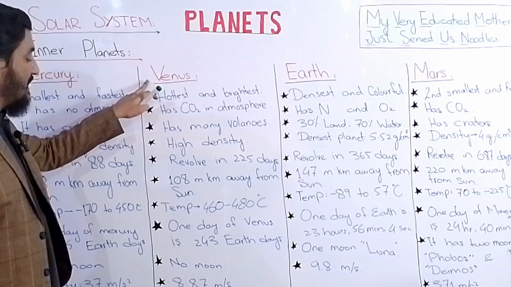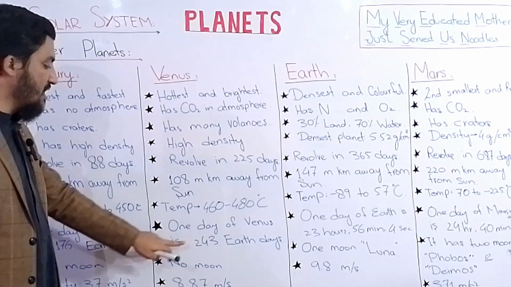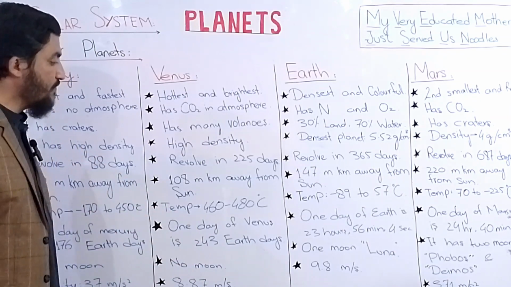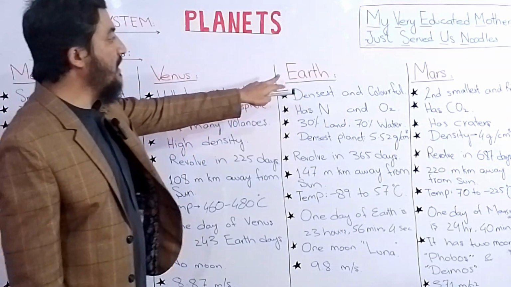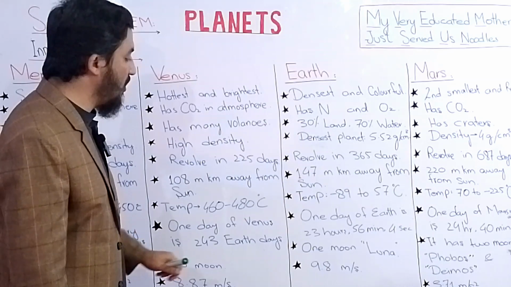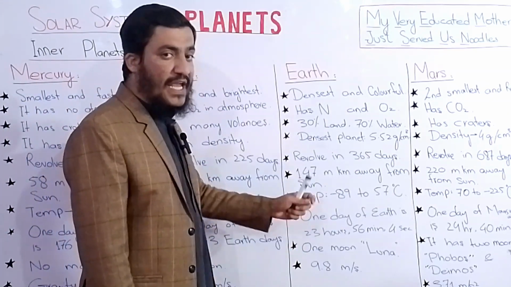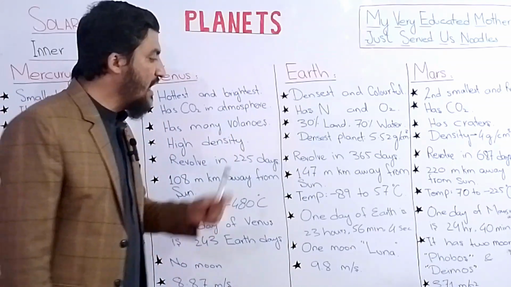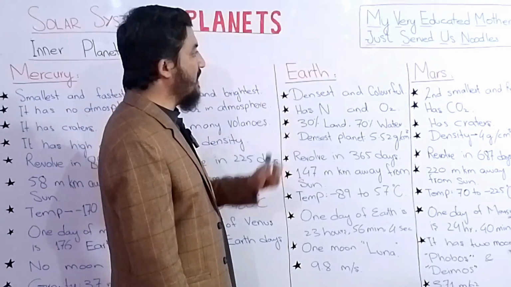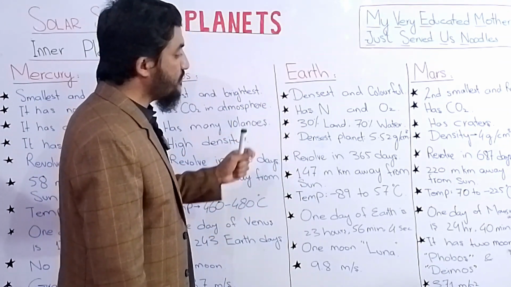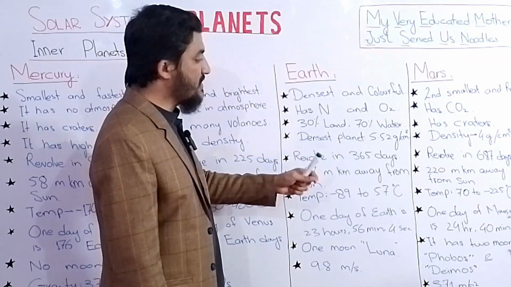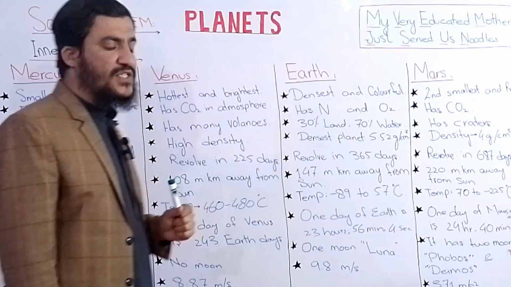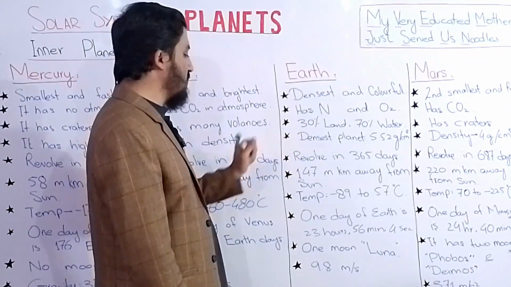While 1 day of Venus is equal to 243 days of Earth, Earth is much better known to all of you: 1 day of Earth is equal to 23 hours, 56 minutes, and 4 seconds. On the other hand, 1 day of Mars is only 24 hours and 40 minutes, which is almost close to Earth.